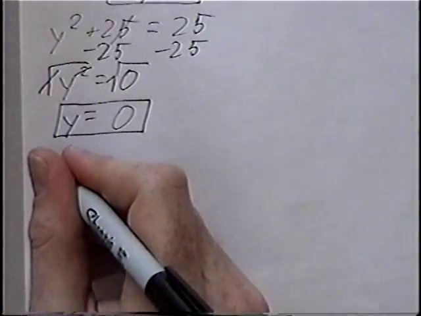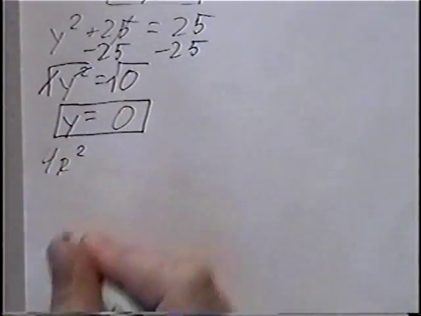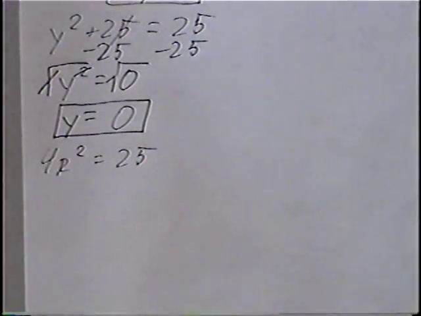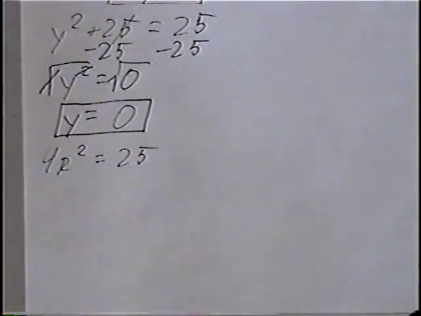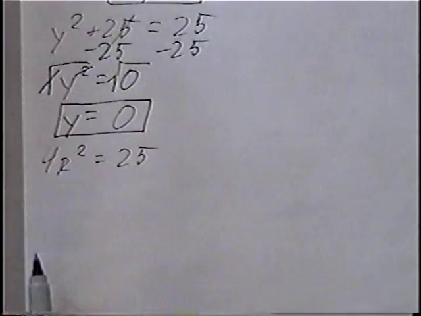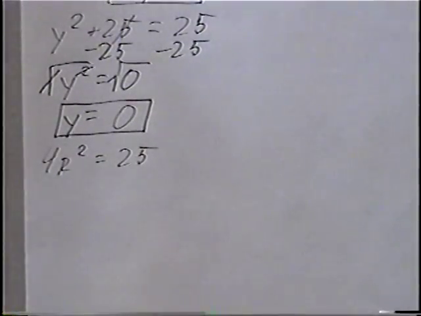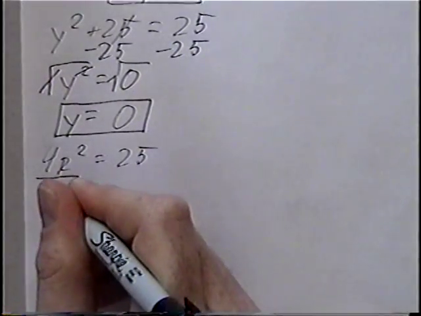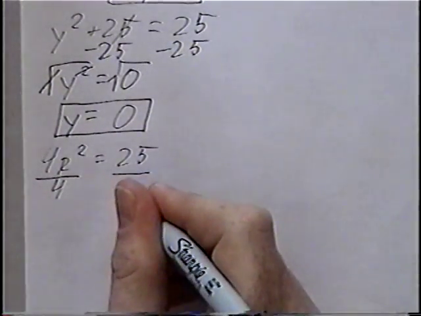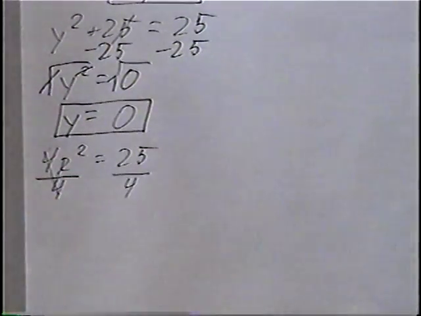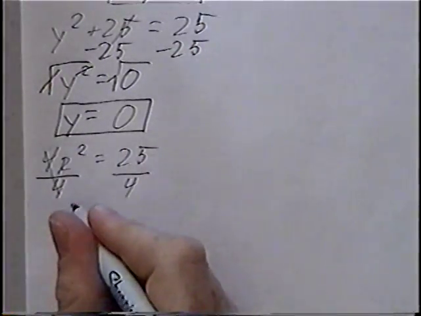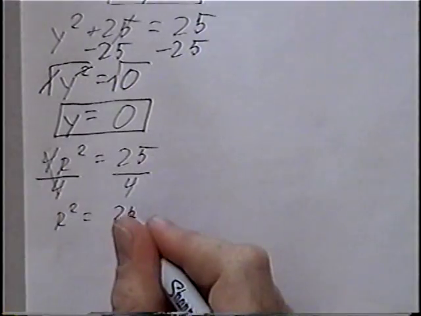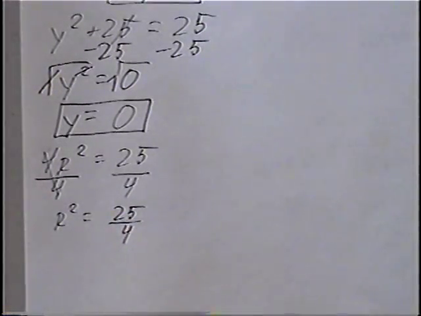Next question: 4r squared equals 25. Again, before we take the square root of the variable, we want to move all the other numbers to the other side. So this is 4 times r. Opposite of multiplying by 4 is we can divide by 4. R squared equals... 4 doesn't go into 25, so we can leave it as a fraction, 25 over 4.